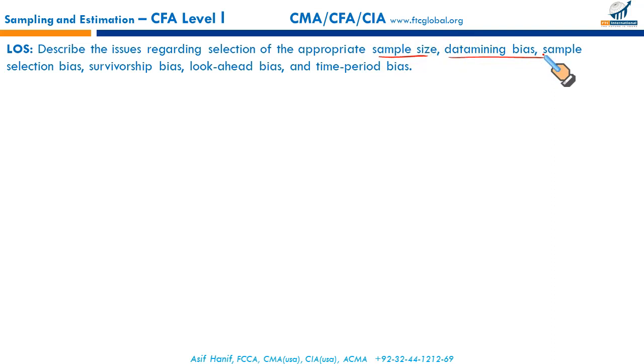Data mining bias, what it is. Sample selection bias, survivorship bias, look ahead bias, and time period biases. We need to know, describe what they are, with regard to sample. Let us discuss these one by one.